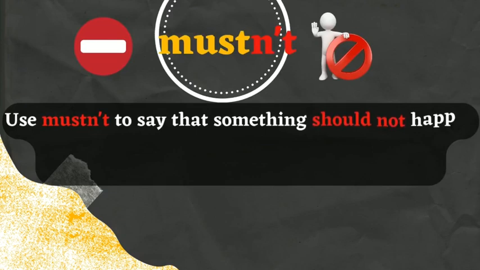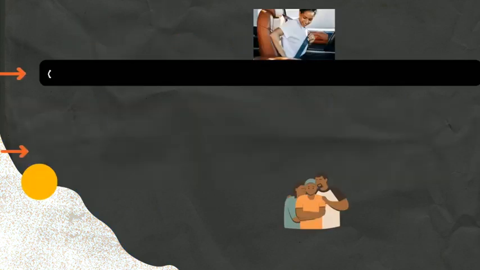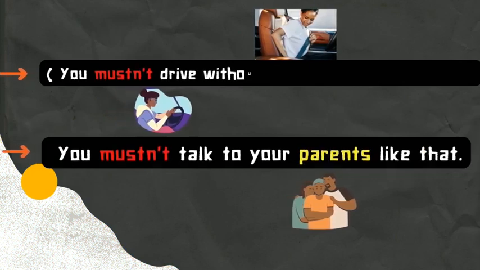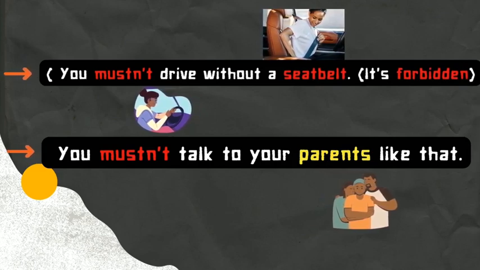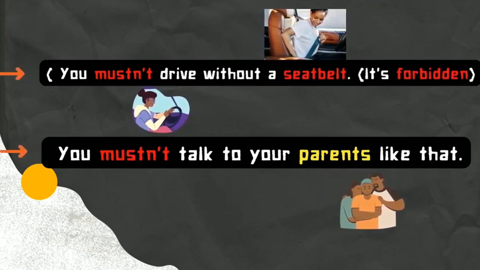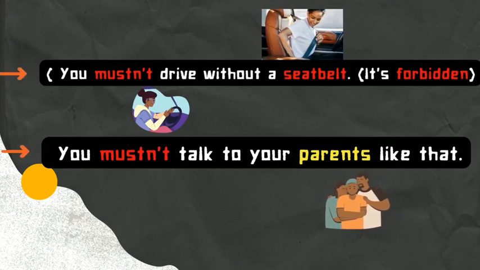Uses of mustn't. Use mustn't to say that something should not happen according to law, rules, or a specific situation. Examples: you mustn't drive without a seatbelt. It's forbidden. You mustn't talk to your parents like that. It's not a respectable way.